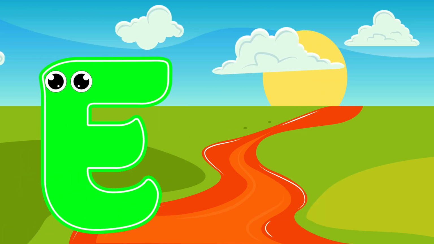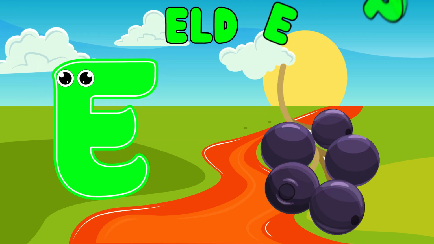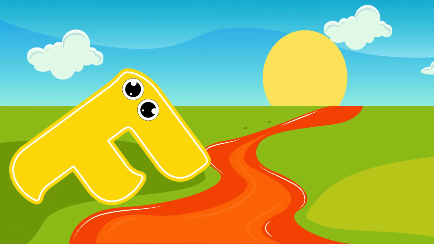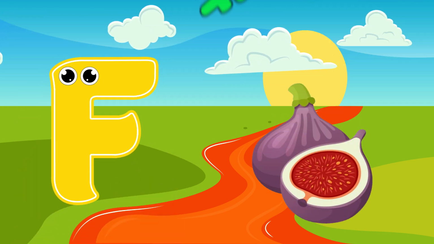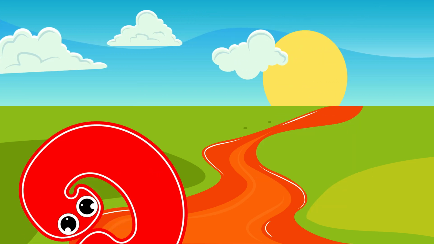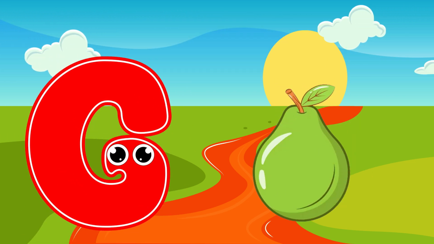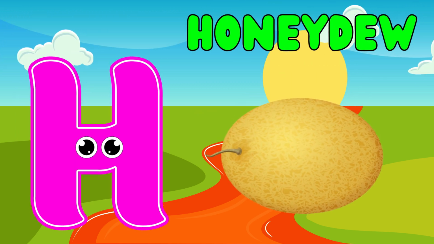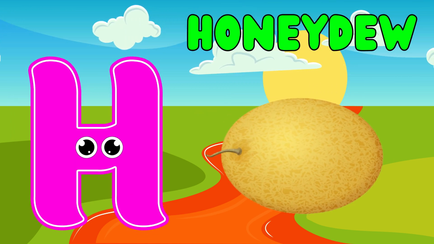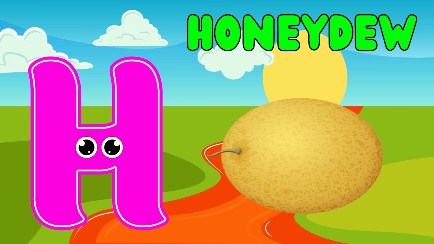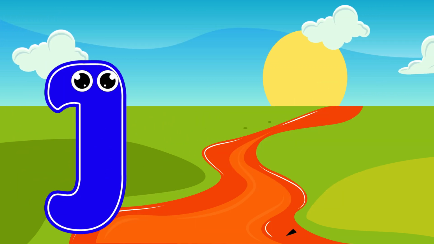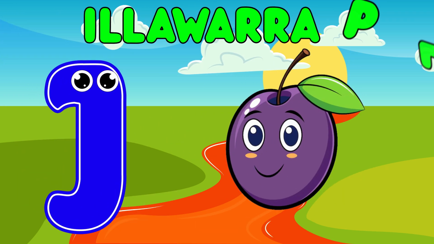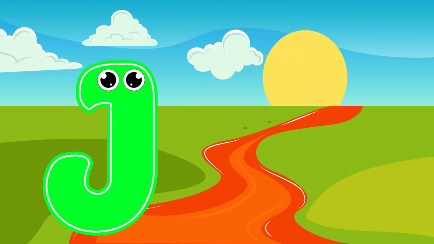E is for elderberry. F is for figs. G is for guava. H is for honeydew. I is for Illawarra plum. J is for jackfruit.